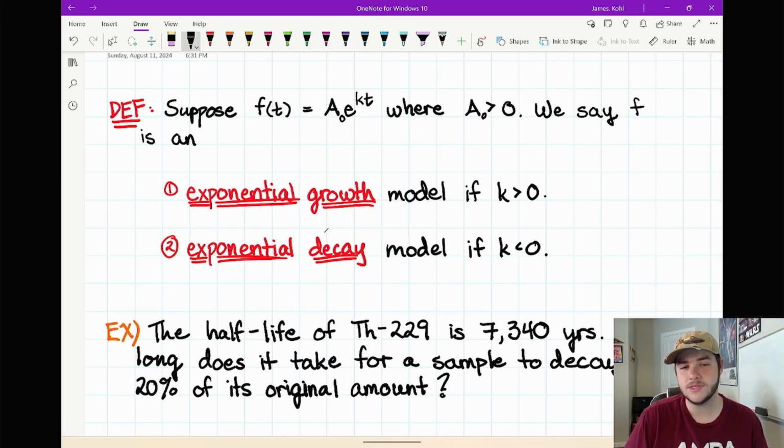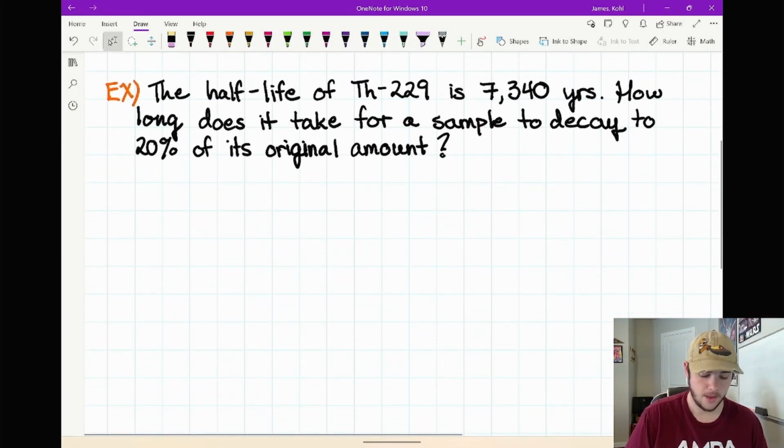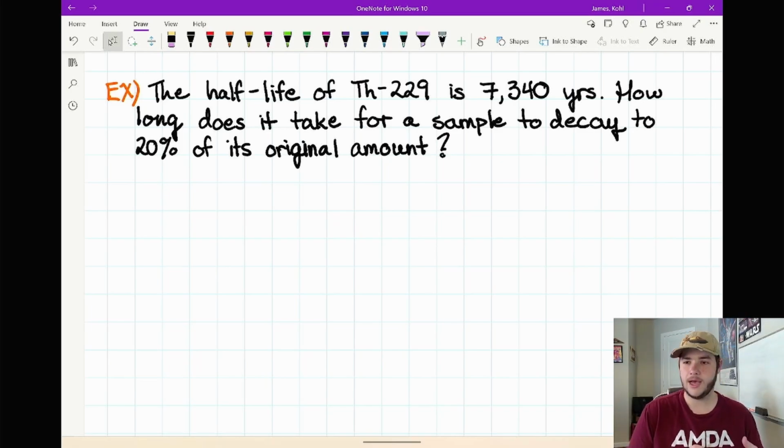Now, these models actually model all sorts of real-life phenomena, like this one. The half-life of thorium-229 is 7,340 years. So thorium-229 is a radioactive isotope, and the half-life of radioactive isotopes is how long it takes for that isotope to lose half of its radioactivity, essentially. Given that information, how long does it take for a sample to decay to 20% of its original amount?